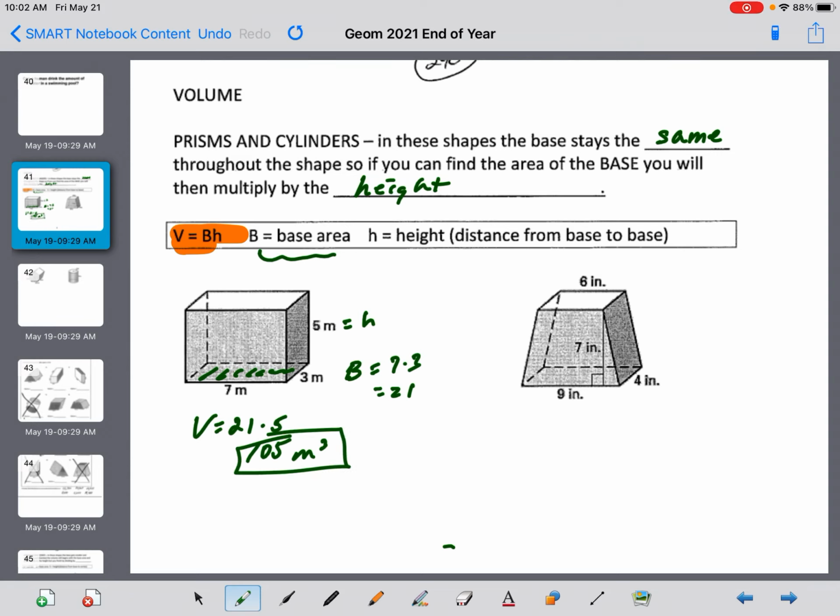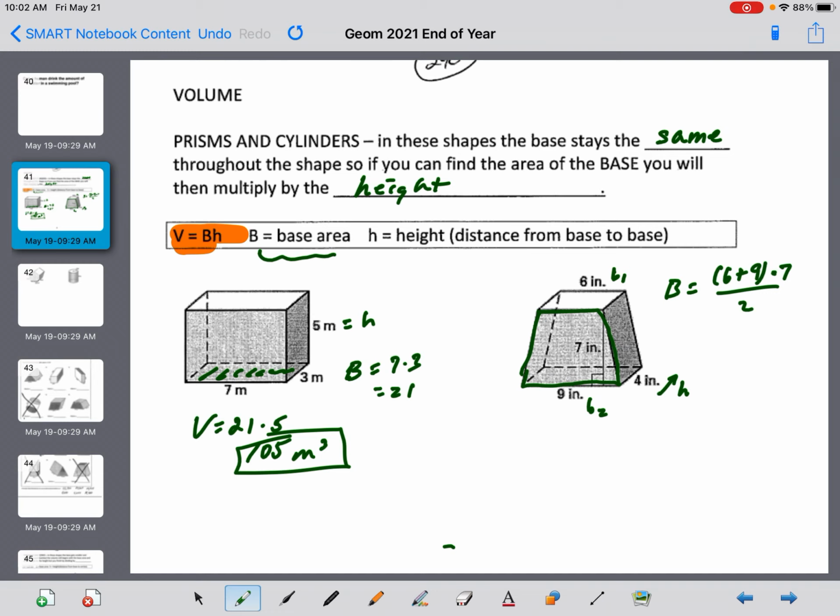All right, volume, base area times height. Now, sometimes the height isn't up and down. In this case, this 4 distance, that's going to be your height. The base is going to be this trapezoid. All right, so to do our capital B in this one, we're going to have to do 6 plus 9, add our 2 bases together. This is B1, this is B2. 6 plus 9 times the 7, that's the height of the trapezoid, and then divide by 2. That's going to be 16 times 7 divided by 2.